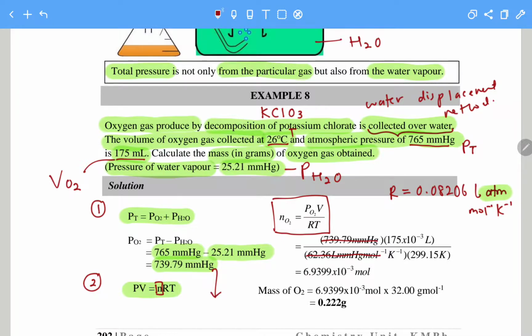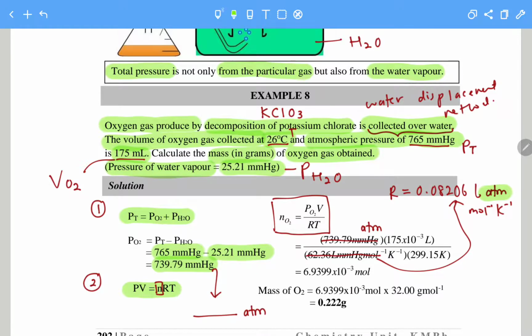So 739.79 mmHg, convert to ATM. Okay, please convert to ATM. So get this in units of ATM. Okay, so make sure this one is also in the unit ATM. And this one you use this one, 0.08206 liter ATM per mole per Kelvin.